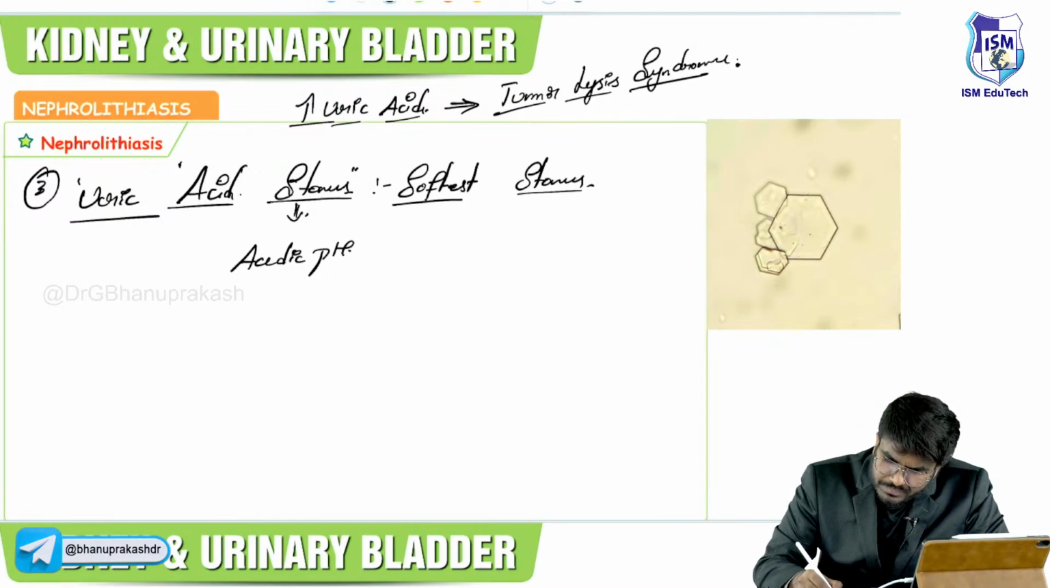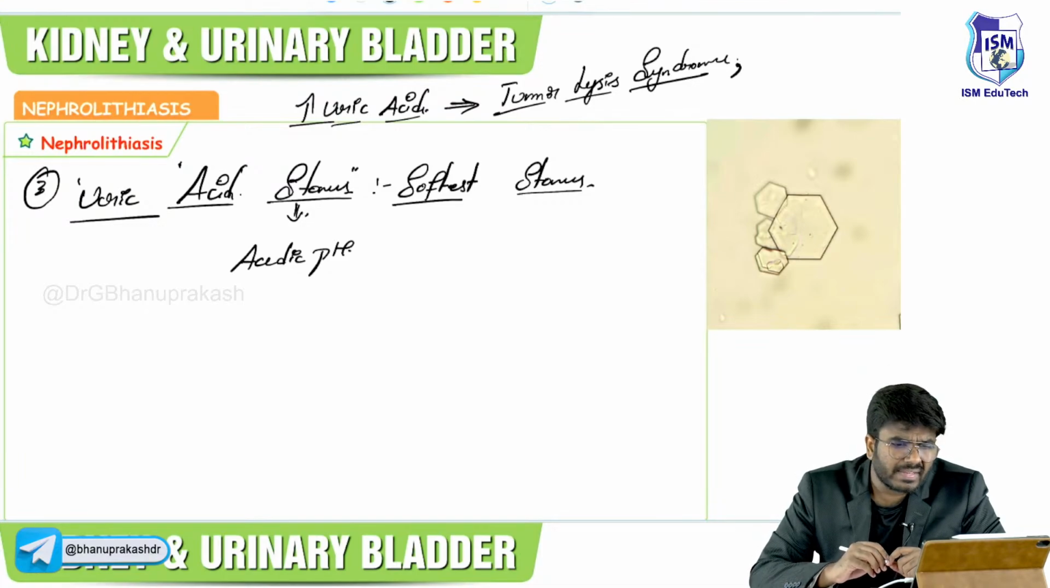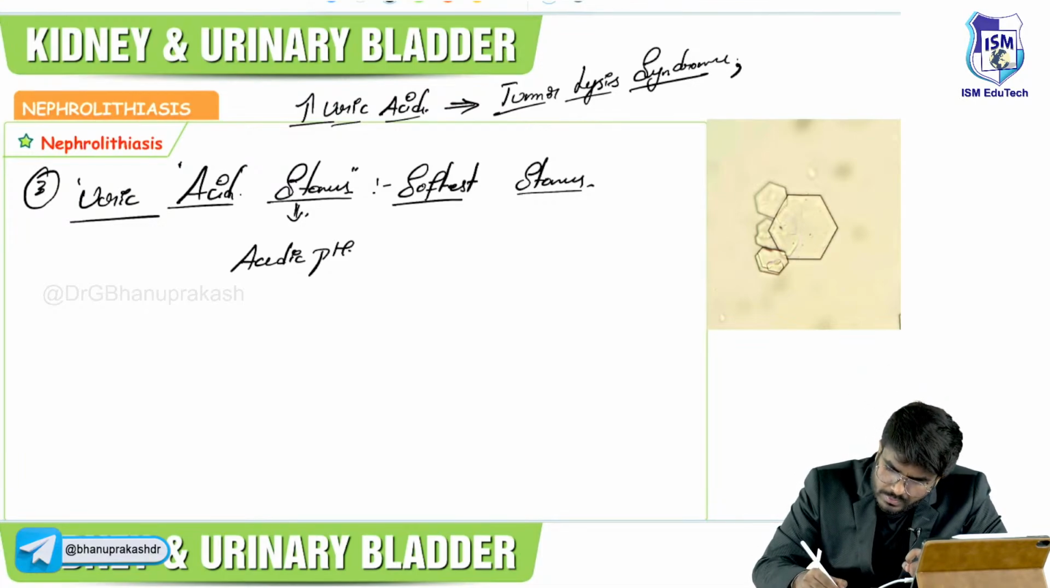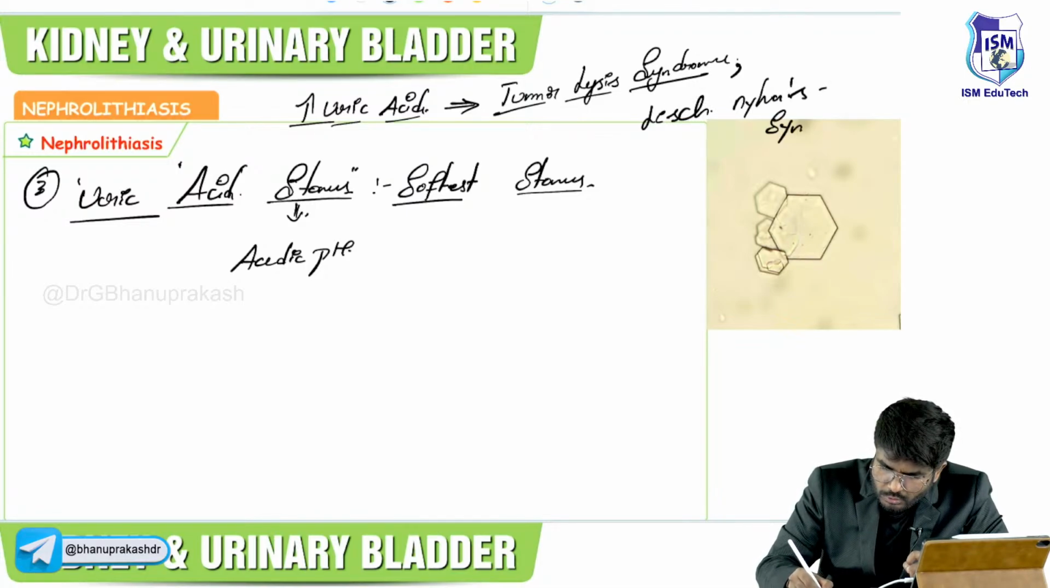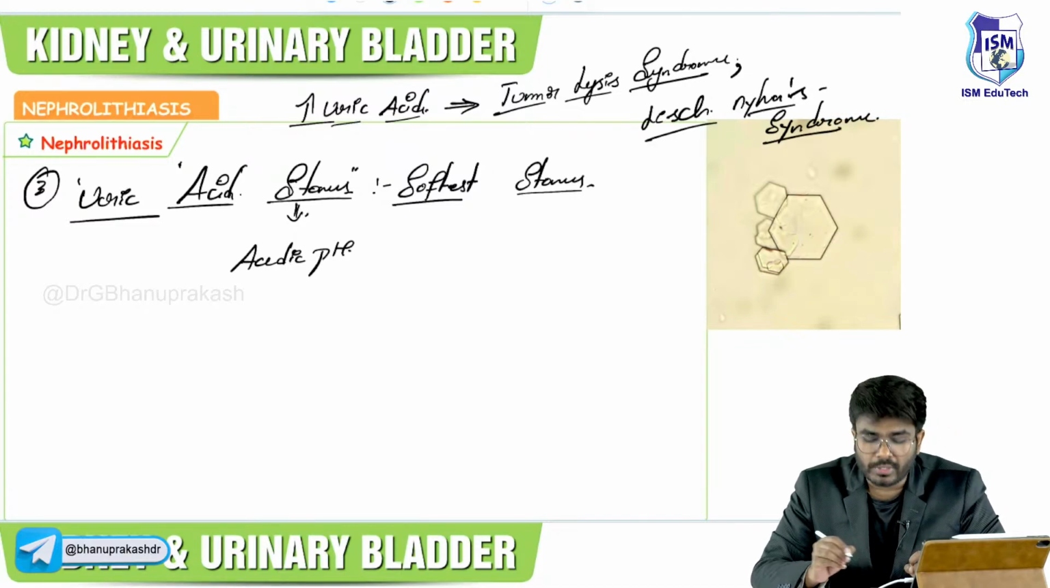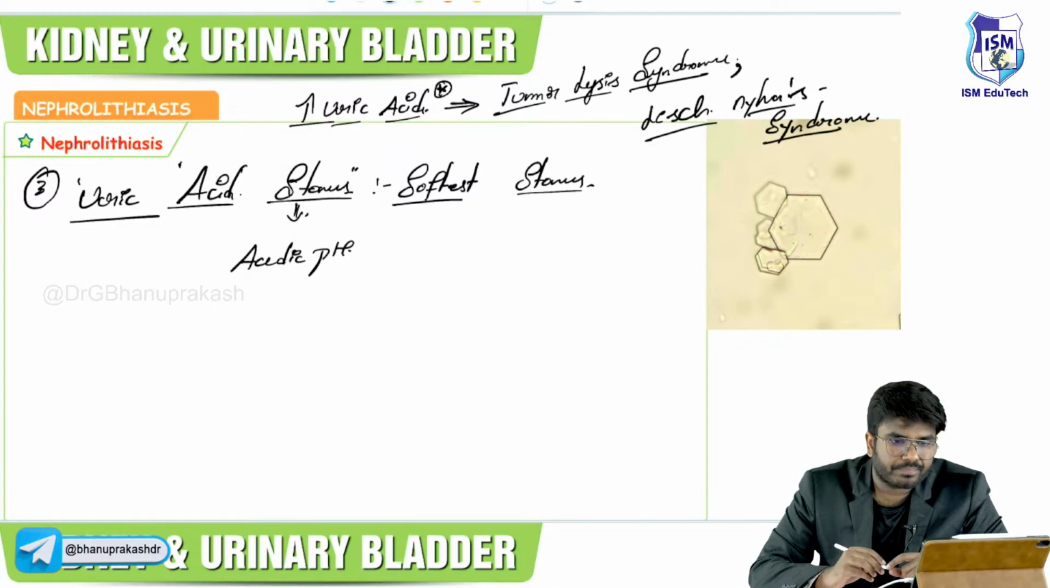Not only this, there is a condition called Lesch-Nyhan syndrome. Even with Lesch-Nyhan syndrome, the uric acid levels are going to be elevated.